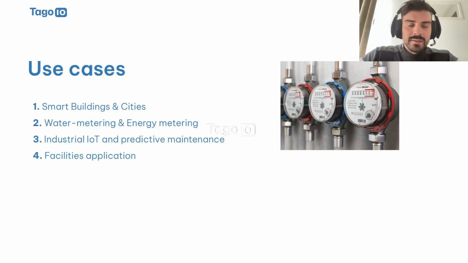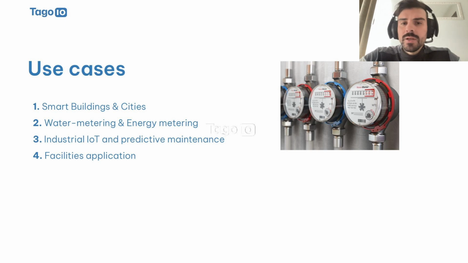and so on. Talking a little about use cases, what are the most popular ones that we see today that fit this criteria that we are discussing, right? Which are more industrial, right? So we have, for example, smart buildings in cities. We have water metering and energy metering, industrial IoT and predictive maintenance, which is the example that I'm going to show today, and also facility, right?